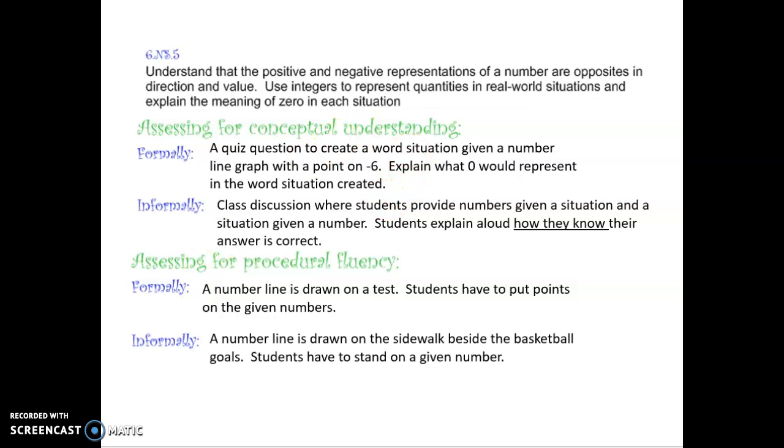All right, an informal one. Maybe we're going to go outside and I'm going to draw a huge number line on the sidewalk beside the basketball goals. That's what we had at Saluda Trail. Y'all probably have something similar. And I'm going to say, Johnny, you go stand on -6. Josephine, you go stand on +5. Carlos, you go stand on 0. And can they do that? Can they put themselves on that given number? And that's an informal way of assessing their procedural fluency.